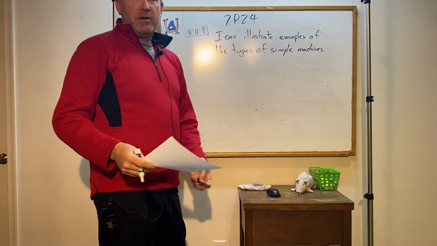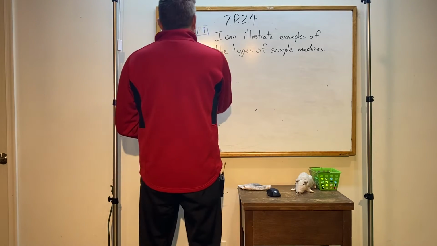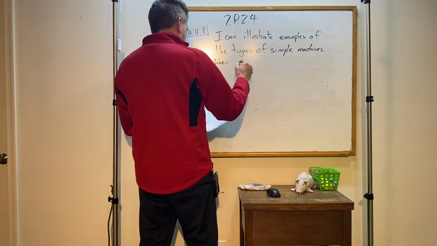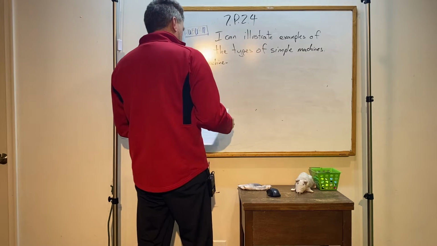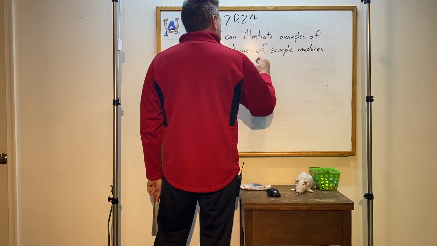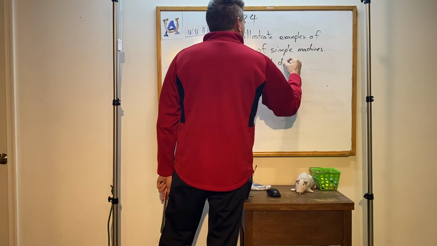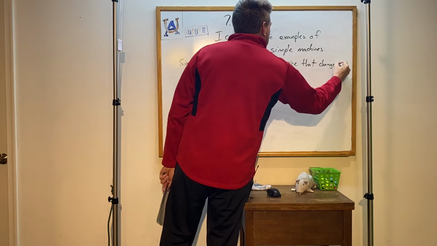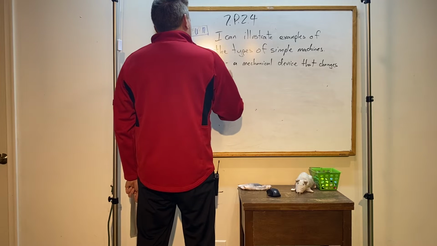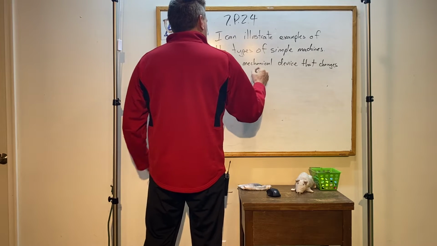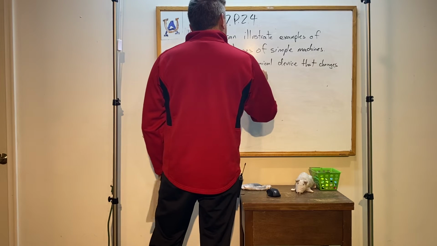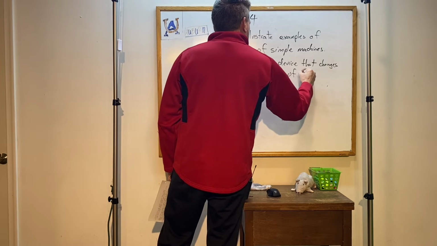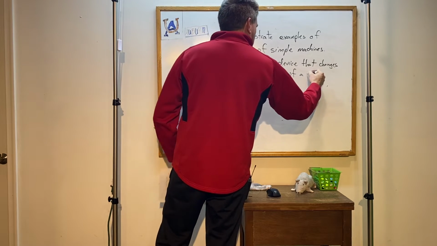So, first thing we got to figure out is, all right, what is a simple machine? A simple machine is a mechanical device that changes the direction or magnitude of a force.